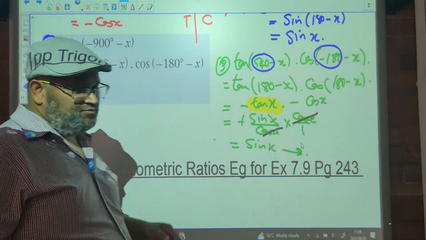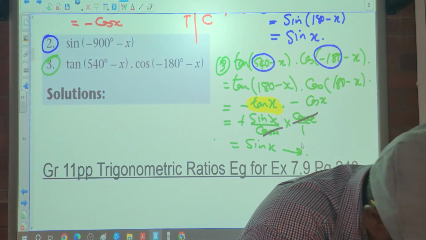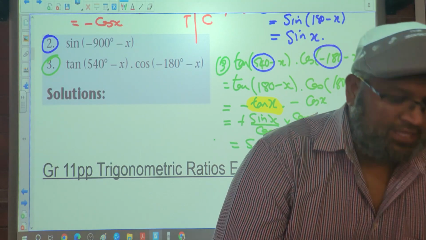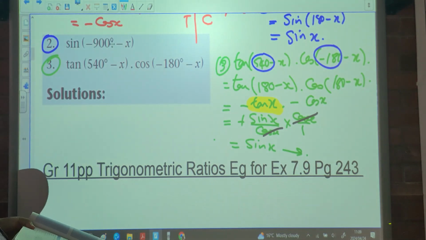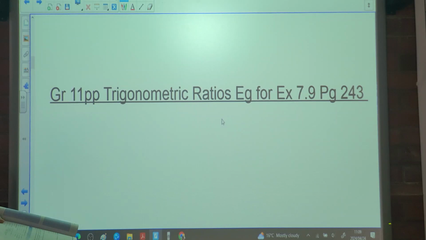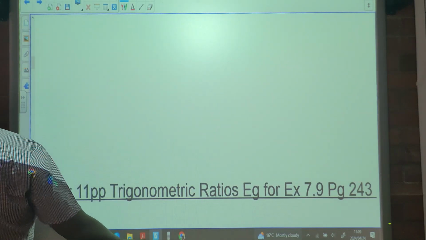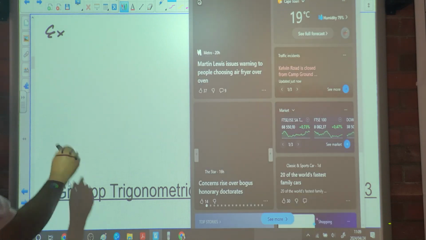So you guys had to do 7.9 for homework. Alright. Were there any issues in number 1? Any issues in number 1 for 7.9? Number 2? Okay, what were the issues in exercise 7.9 number 2?